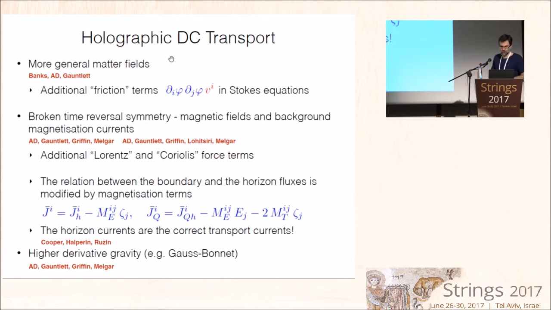And you can also think of higher derivative gravity. You can include, for example, Gauss-Bonnet terms. The whole story goes through.